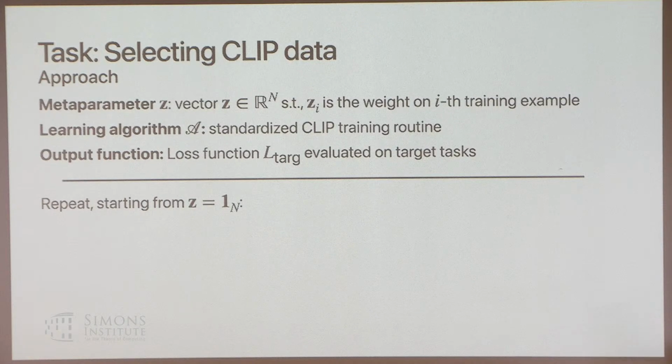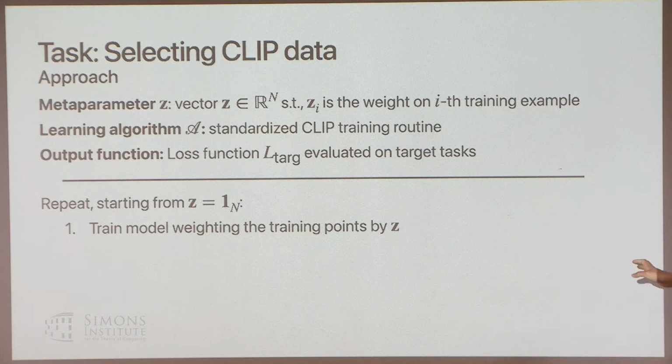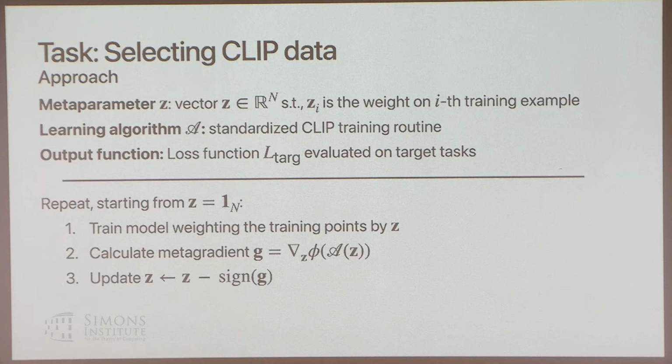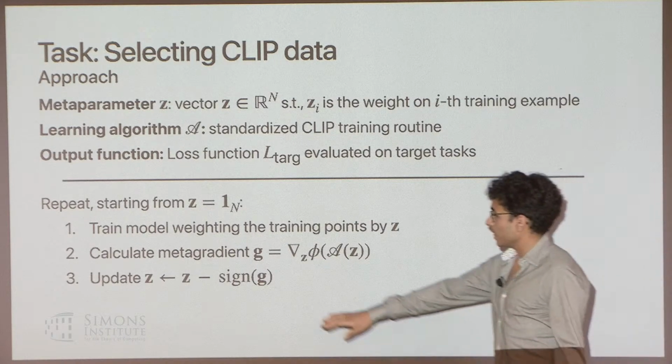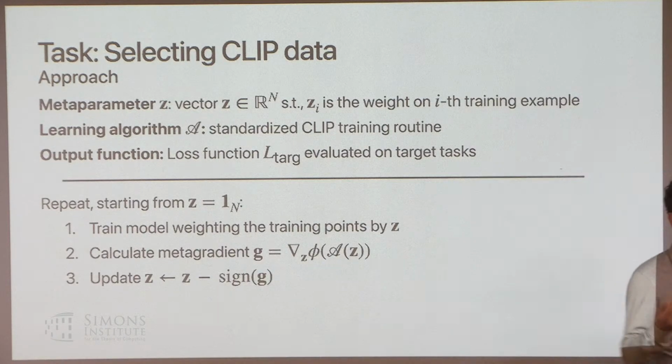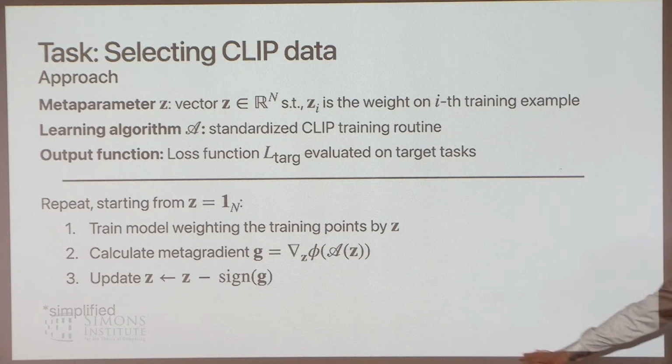We're going to start from z equals the all-ones vector, which is just training on all of the data. We're going to train a model by weighting the training points by all ones. This is just standard model training. We'll compute the metagradient. We'll update with the sign of the gradient to make sure that z stays integral. And we repeat this over and over again. OK, I made a slight simplification here. Happy to talk about it offline. It's mostly for efficiency reasons. But this is a high-level algorithm. So the learning rate is 1. The learning rate here is 1, yeah.